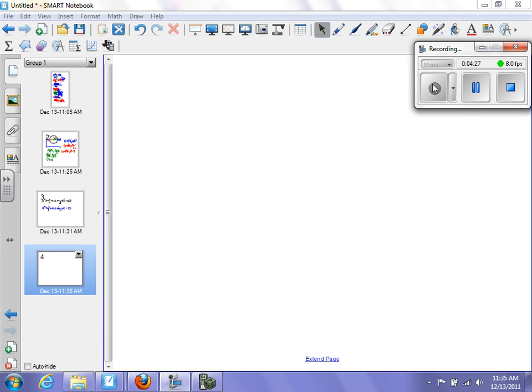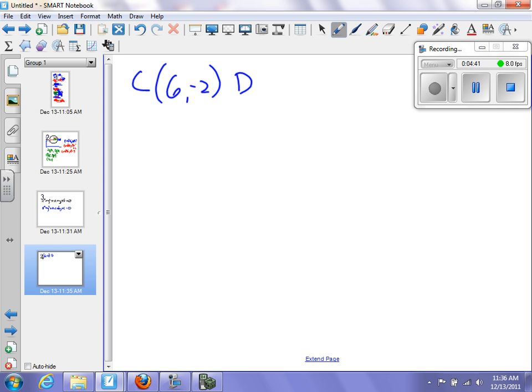It's a very small problem, huh? It says, find the equation of a circle in standard form where C is the point 6, comma, negative 2, and D is the point negative 4, 4. And what it's telling me about C and D is that they are endpoints of a diameter. Okay?